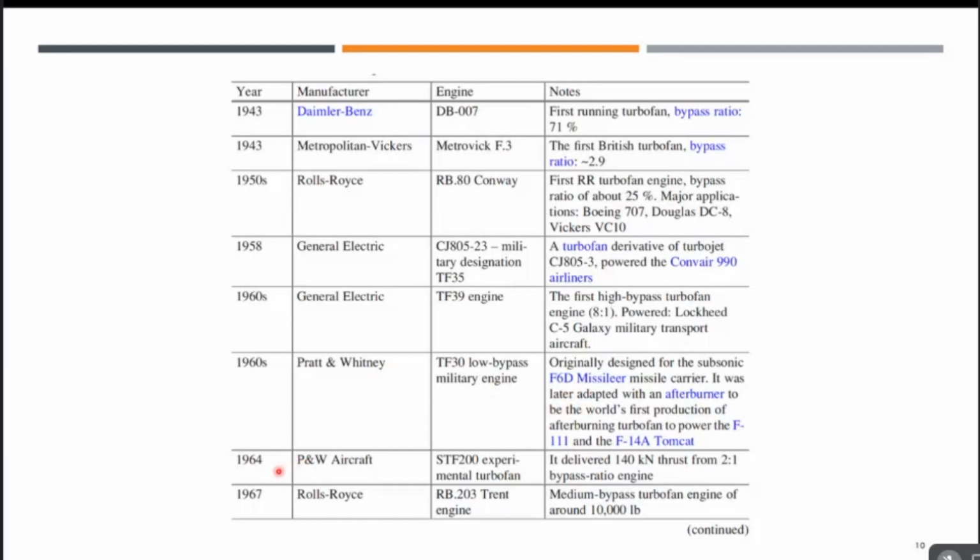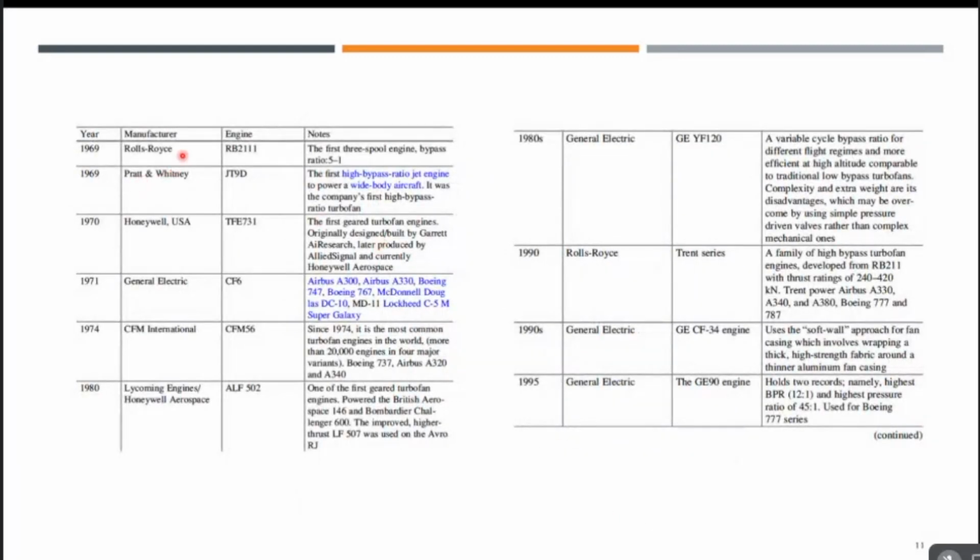In 1964, Pratt and Whitney Aircraft comes into the picture. In 1967, the RB203 Trent engine, a medium bypass turbofan engine of around 10,000 pounds. Right? To continue, I'm not going to go through all of the points here. We have the RB2111 type of engine, Honeywell, and then CFM International comes in 1974, with Lycoming and Honeywell Aerospace as the manufacturer, and more GE and Rolls-Royce engines being developed throughout the years until 1995.